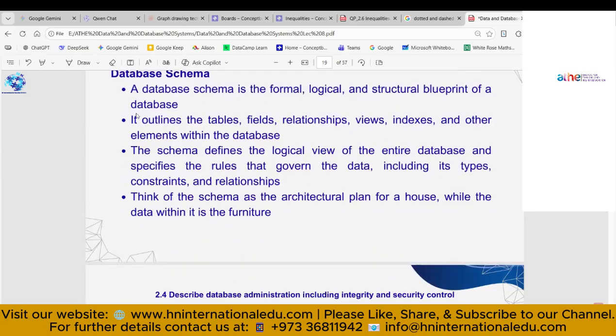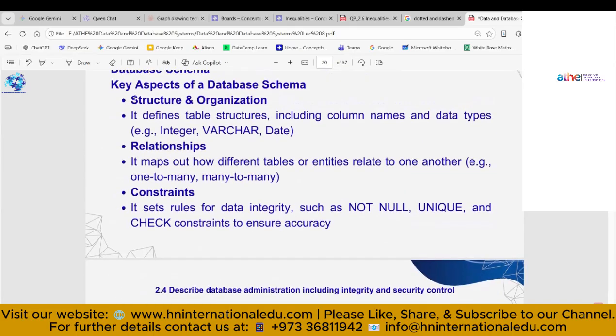Basically, this schema outlines the tables, fields, relationships, views, indexes, everything we have discussed, all of the elements which make up a database management system. The schema defines a logical view of the entire database, how your database will look, and specifies the rules that govern the data, like which table is going to have which relation with the other table, the types of data you're going to use, which constraints you are going to use, and relationships: one to one, one to many, or many to one. So think of the schema as an architectural plan for a house, while the data within it is the furniture. What are the key aspects of a database schema?